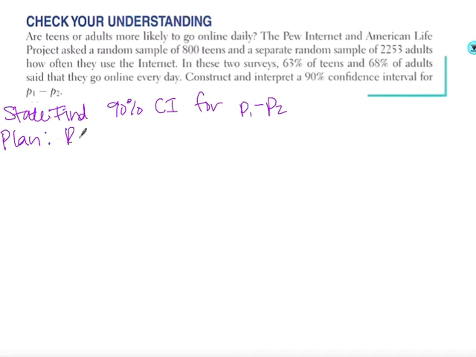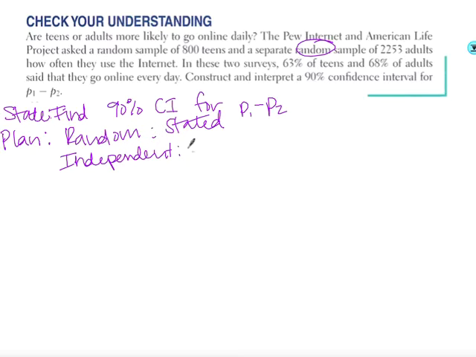Our plan for that would be to check random. And so in our problem, it states random. The next thing we could do is check independent. So that's basically the 10% condition. So is N1 less than or equal to 1/10 of the population in N1? And is N2 less than or equal to 1/10 of the population in N2?